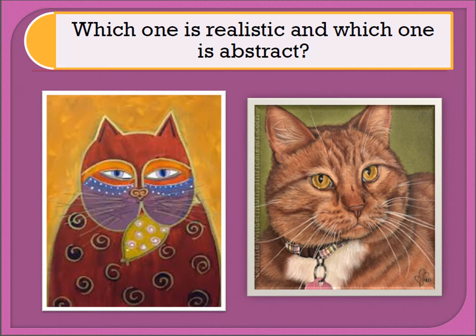If you look at these two paintings, I'm pretty sure you know which one is abstract and which one is realistic. The one on the left is abstract and the one on the right is realistic. However, we can look at both paintings and notice similarities or things that are the same. Both artists used triangle shapes for the ears. Both artists used ovals for the eyes. Both artists gave their cats whiskers.